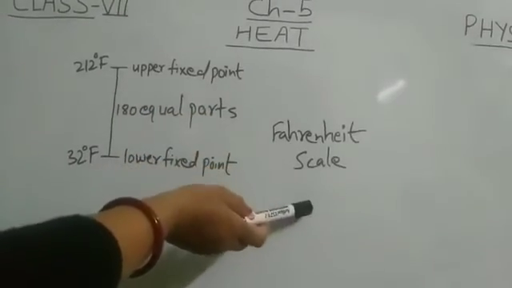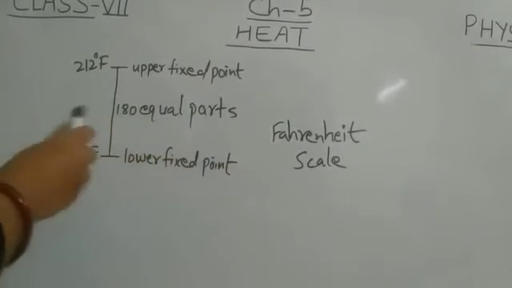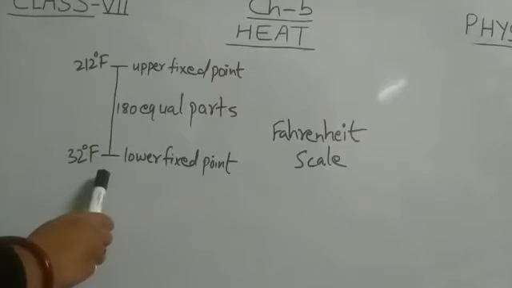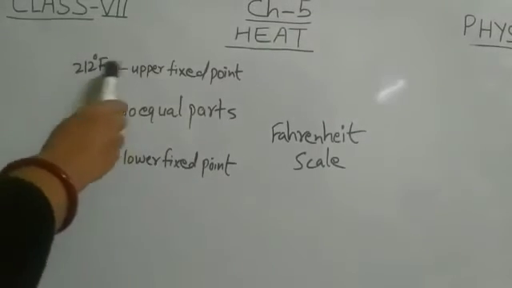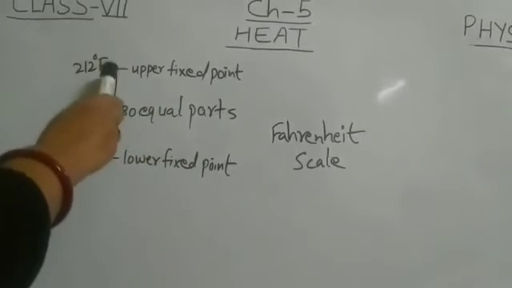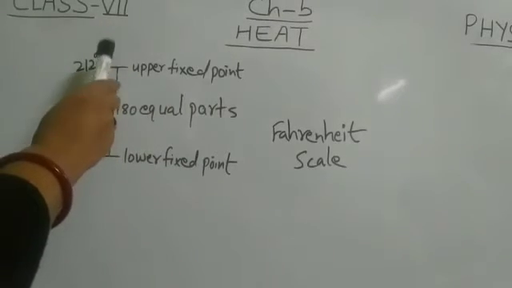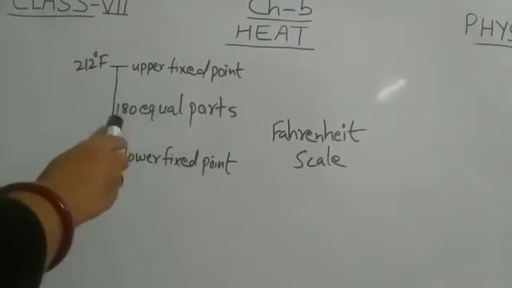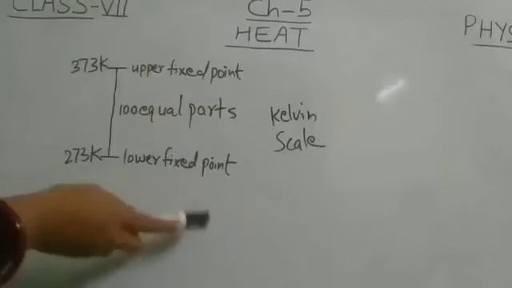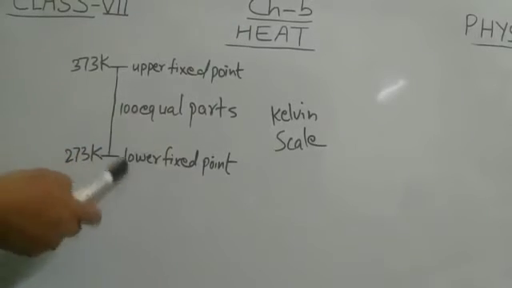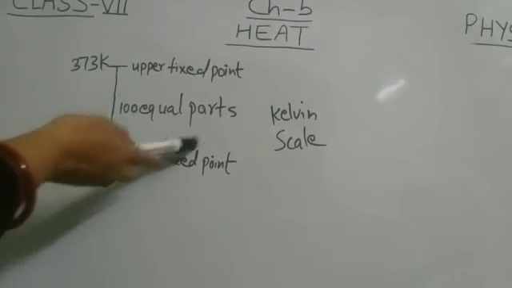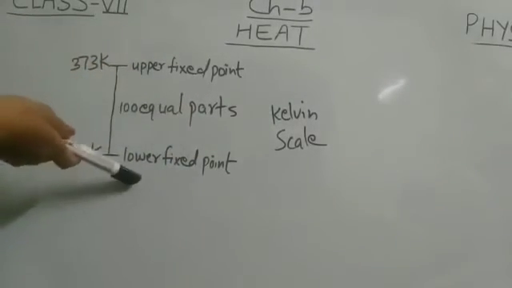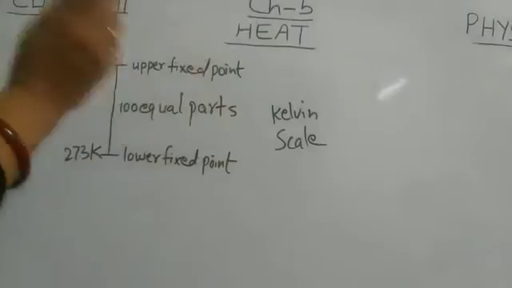In Fahrenheit scale, the lower fixed point is 32 degree Fahrenheit. This is the freezing point of water, and upper fixed point is 212 degree Fahrenheit, which is the boiling point of water in Fahrenheit. Okay, and this is divided into 180 equal parts. And in Kelvin scale, lower fixed point is 273 Kelvin and upper fixed point is 373 Kelvin, and scale is divided into 100 equal parts.